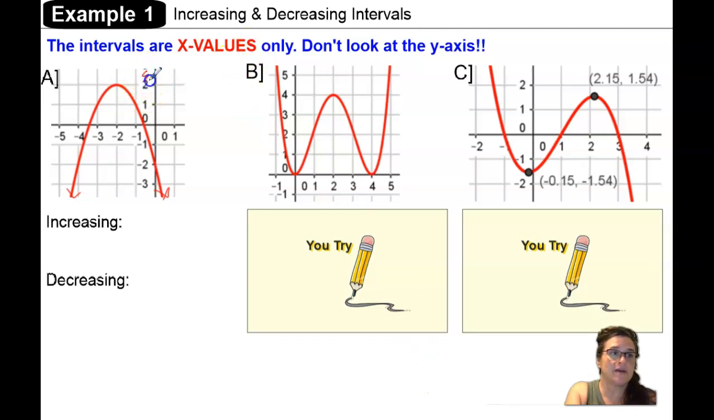So we don't even care about these values on the y-axis. Just so we don't get distracted by them, I'm just going to cross them out here so that we focus our attention entirely on the intervals along the x-axis where the graph is changing direction.